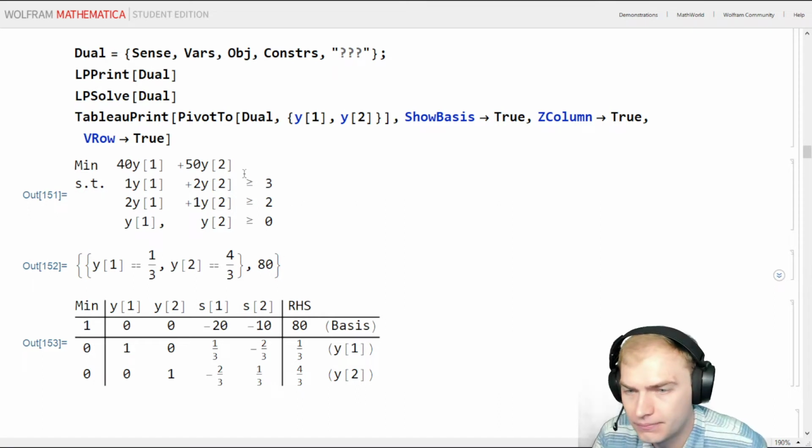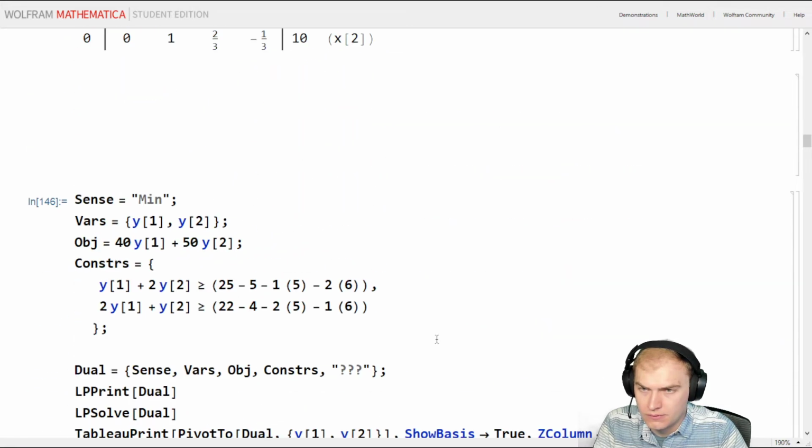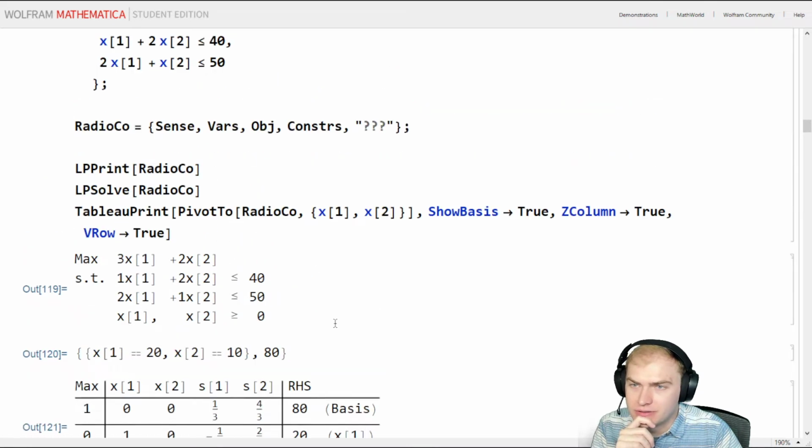So in both LPs, the slack is non-basic. So that means changing any of the constraints is going to alter the optimal value. We're not altering the constraints yet, we're just altering the price.